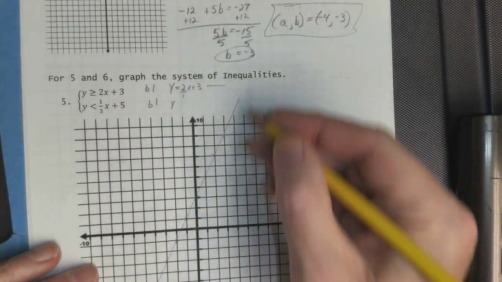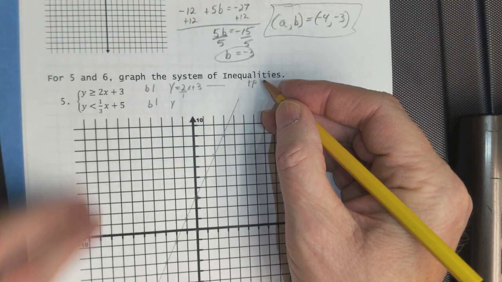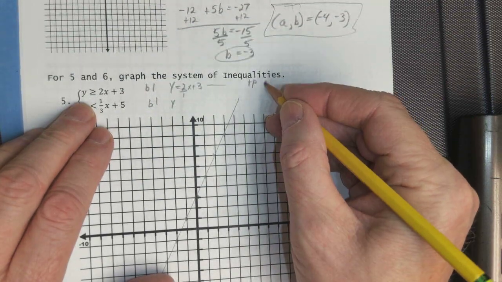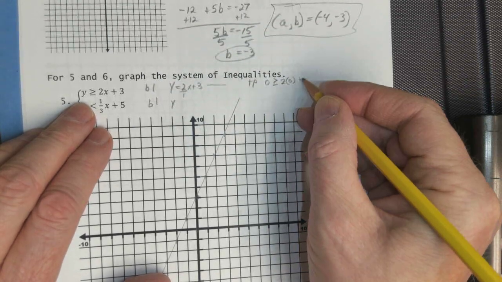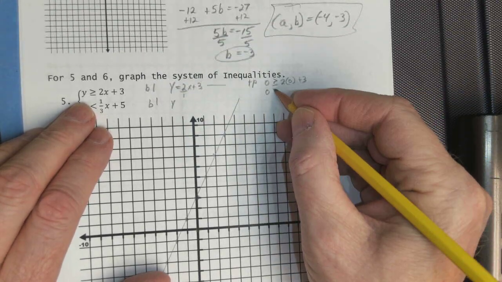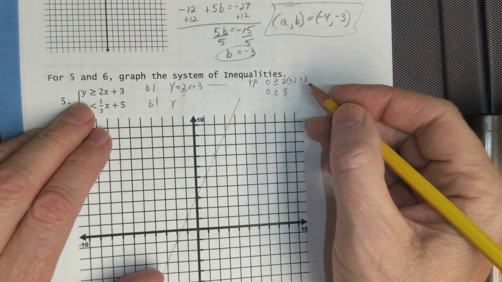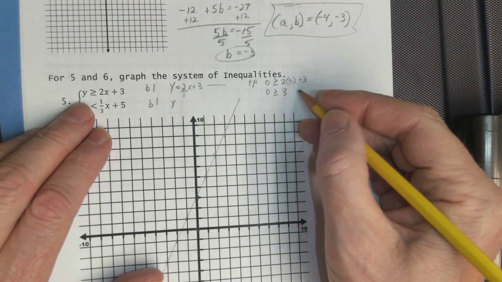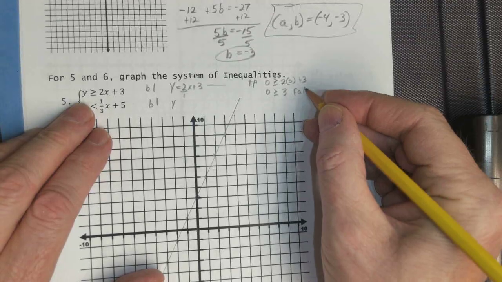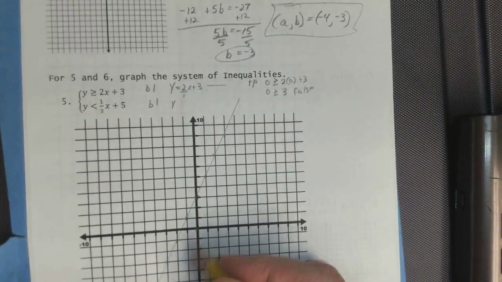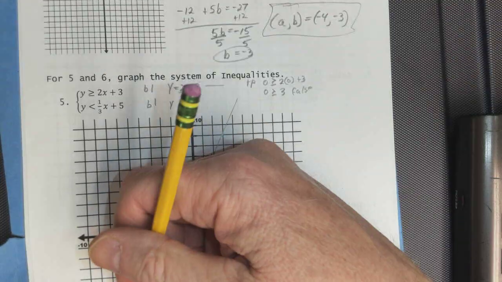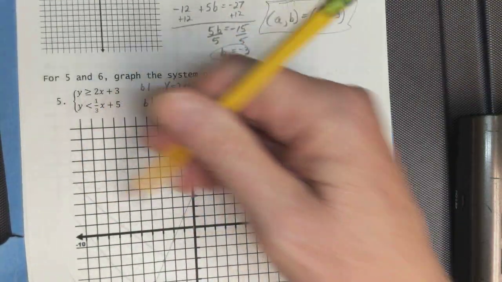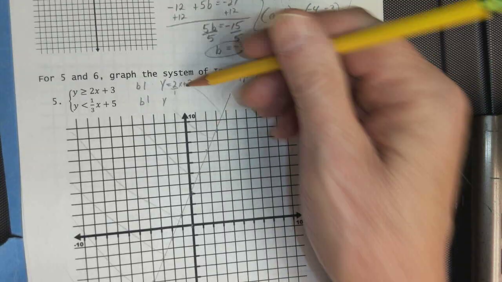I'm going to use 0, 0 for a test point. And 0 is greater than or equal to 2 times 0 plus 3. 0 is greater than or equal to 3. That's false. Okay, you see 0, 0 is this side of the line. That's the false side. The true side is this side of the line. So I'm going to lightly shade that side of the line.